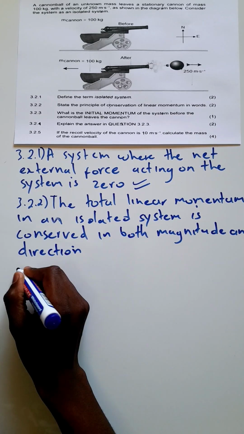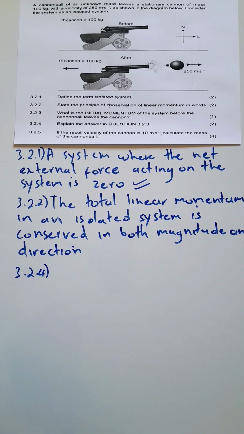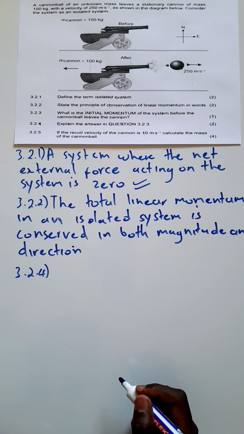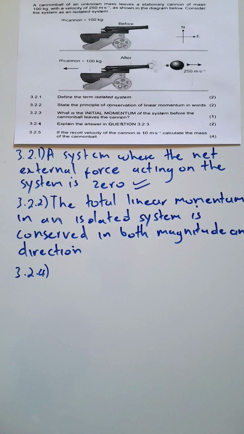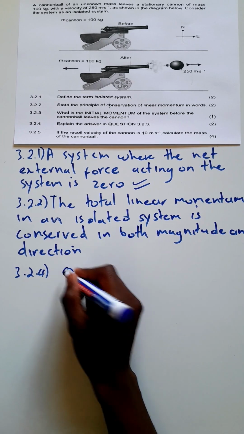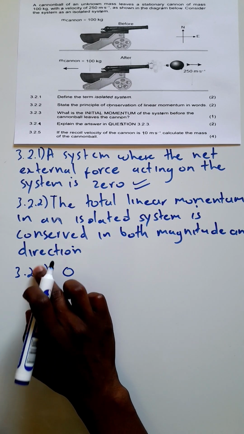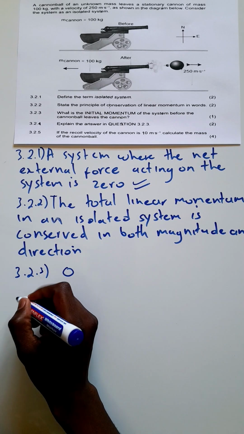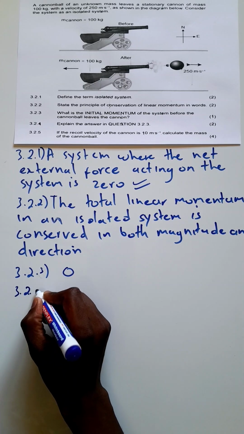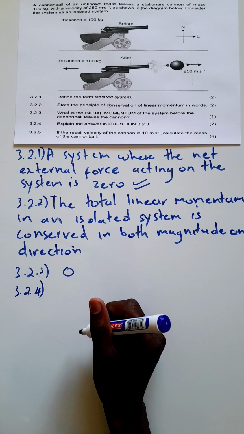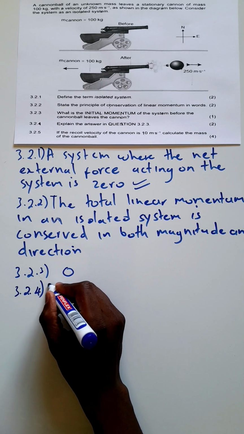All right. 3.2.4. What is the initial momentum of the system before the cannonball leaves the cannon? And it's 1 mark, so it's 0 because everything is stationary there. That's because the objects are stationary.